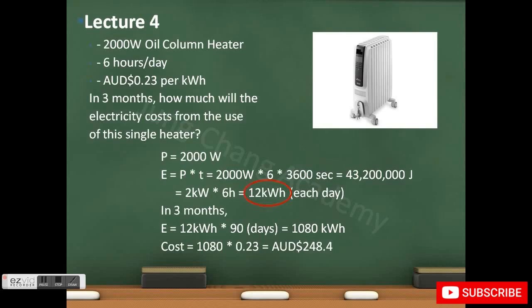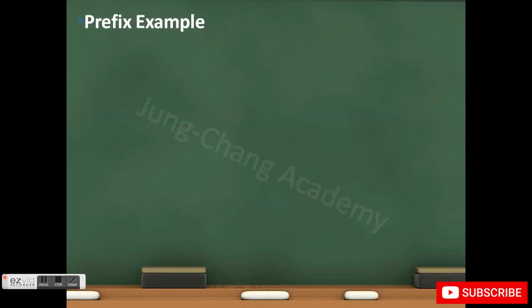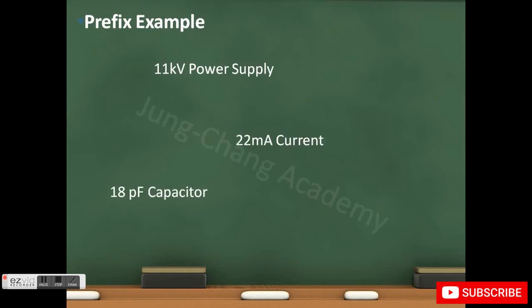You see we used 12 kilowatt hour to represent 12,000 watt hour, and using prefixes we can rewrite this large number as 43.2 megajoules. You will see the use of prefixes a lot in electrical engineering, such as 11 kV power supply, 22 milliamp current, 18 picofarad capacitors, 4.3 gigawatt power, or 120 microhenry inductors.